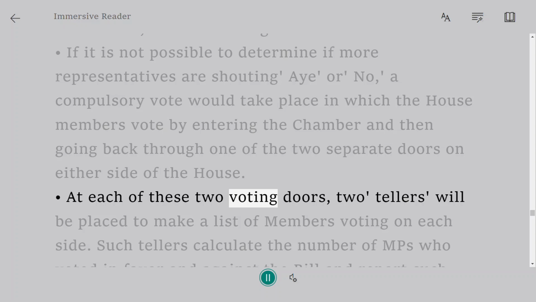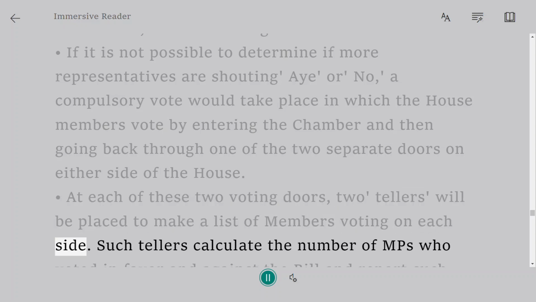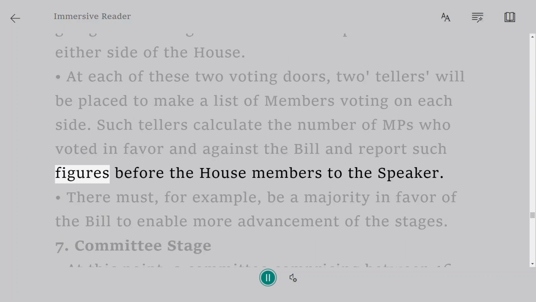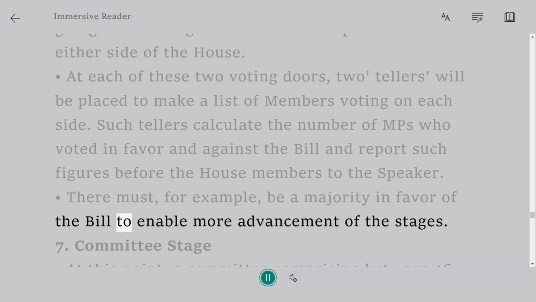At each of these 2 voting doors, 2 tellers will be placed to make a list of members voting on each side. Such tellers calculate the number of MPs who voted in favor and against the bill and report such figures before the House members to the Speaker. There must, for example, be a majority in favor of the bill to enable further advancement through the stages.